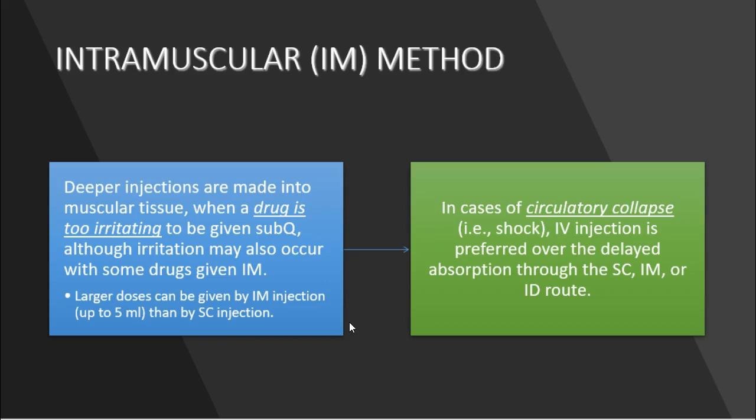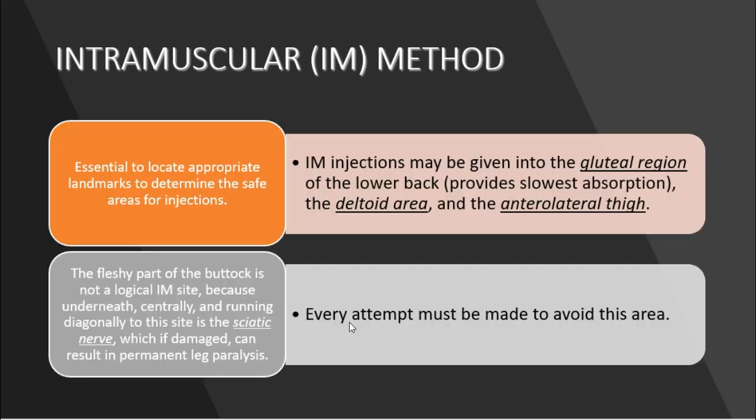Okay, so if the patient is going into shock or is in shock, you need to get it into their bloodstream, not into sub-Q or IM. All right, so for the IM method, it is essential to locate appropriate landmarks to determine the safe areas for injections. IM injections can be given into the gluteal region of the lower back, which provides the slowest absorption, the deltoid area, and the anterolateral thigh, which I've never had in my thigh.